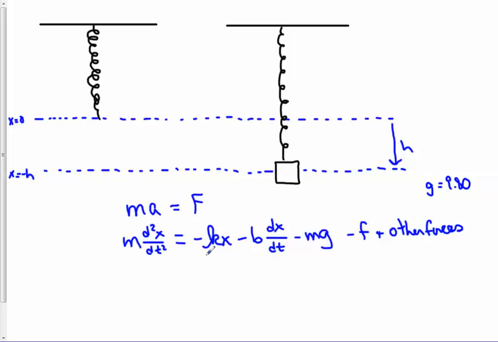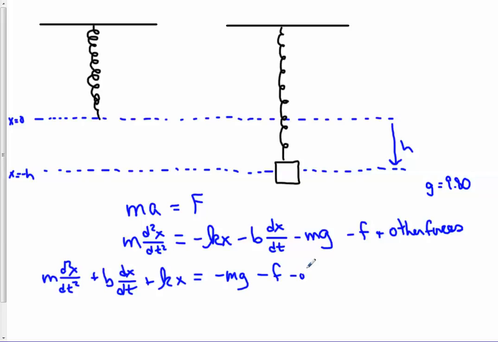Well, if I, again, move the x stuff over to the left, I get m times the second derivative plus b times the first derivative plus k times x itself. And then I get equals minus mg, and then minus the other stuff.